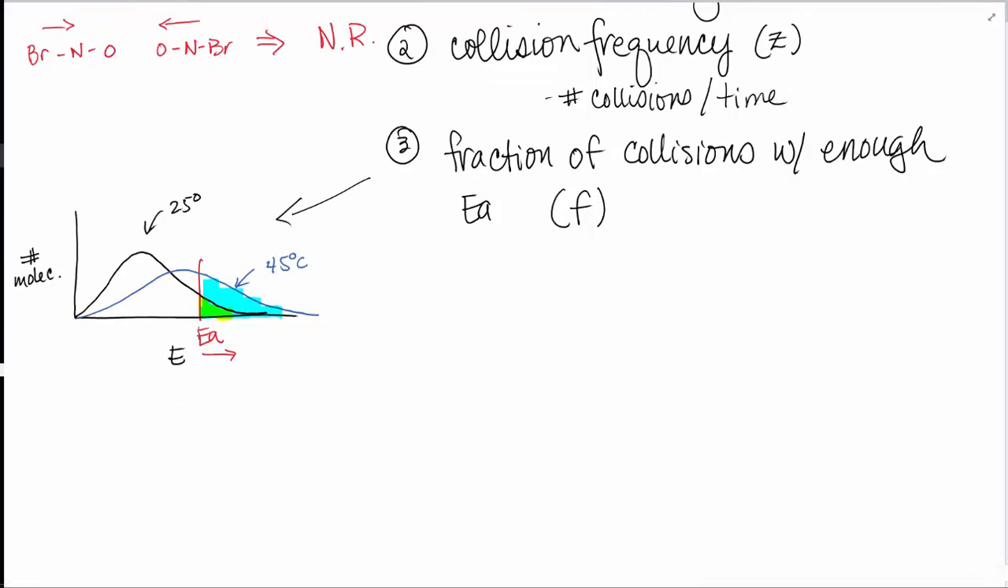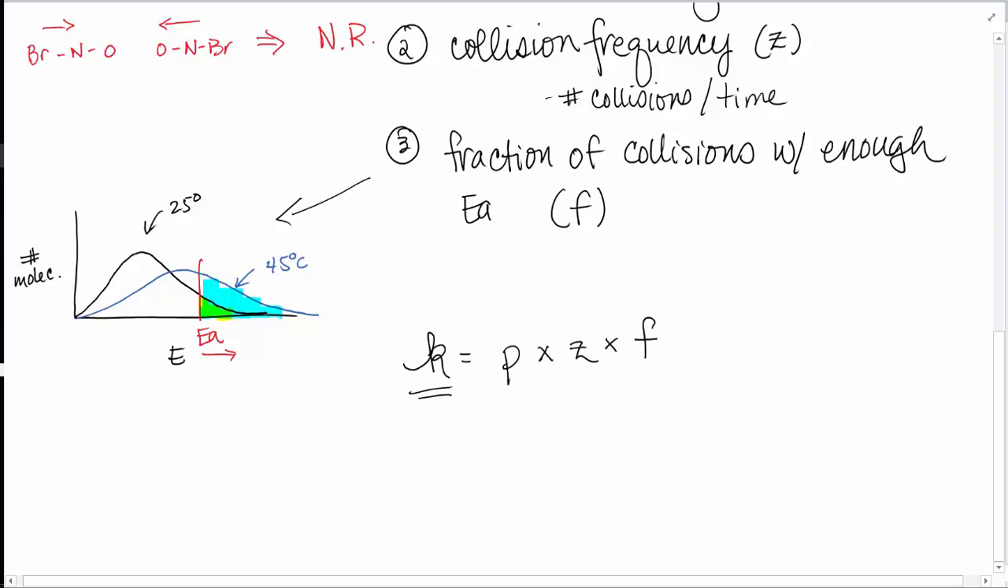Well, if we put them together, our rate law constant is actually equal to P times Z times F. And so this is the rate law constant. Here's the issue. The steric factor and the collision frequency independently of each other are hard to measure. So these are actually combined and they're called A. And A is what they generically call the frequency factor.